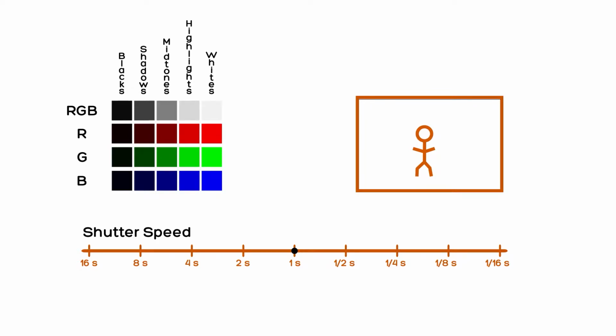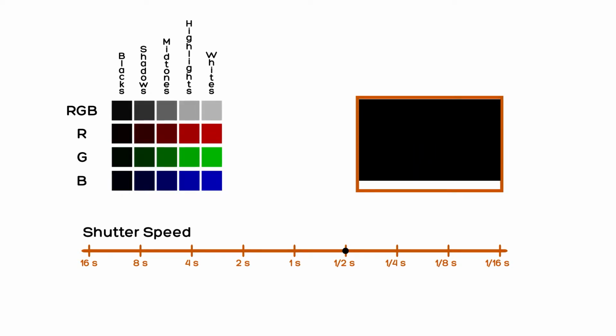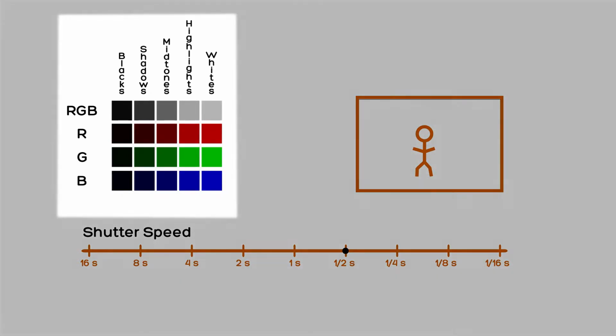Shutter speed is the duration of time the sensor is exposed when the shutter mechanism is triggered. The amount of light that hits a camera sensor is directly proportional to the shutter speed. If the shutter speed drops by half, the amount of light the sensor sees is dropped by half as well.